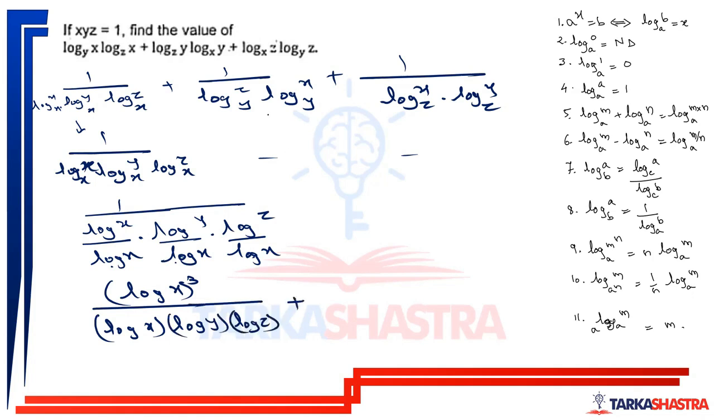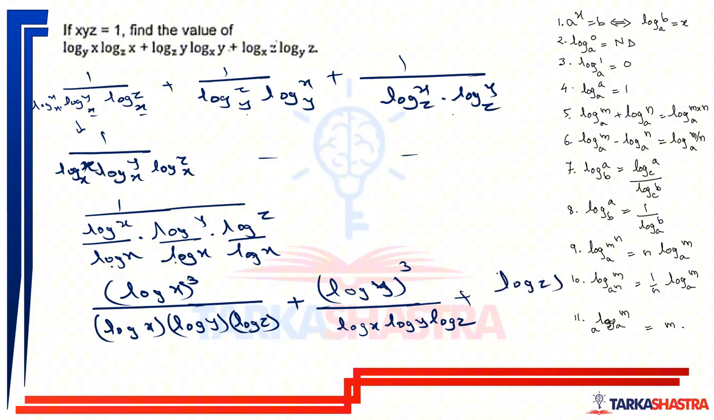Similarly, I can write this term in this format. And what do we have? x in the denominator, so it became log x cube. So this will become log x, log y cube to the base log x log y log z. And then this z will become log z cube to the base log x log y log z. Now, how much will this come out to be? Let us try to find this out.